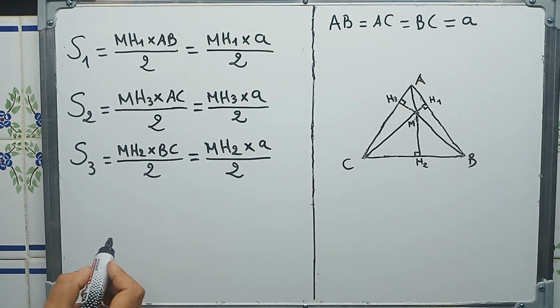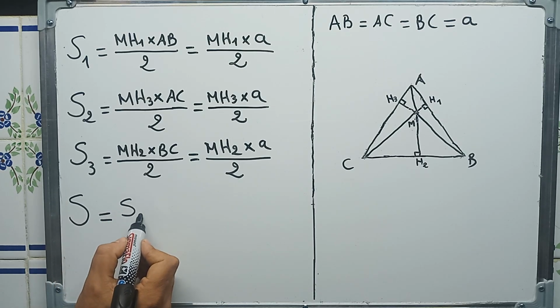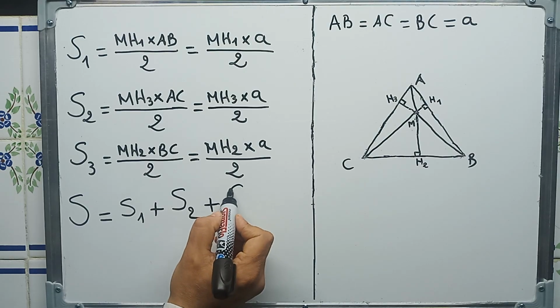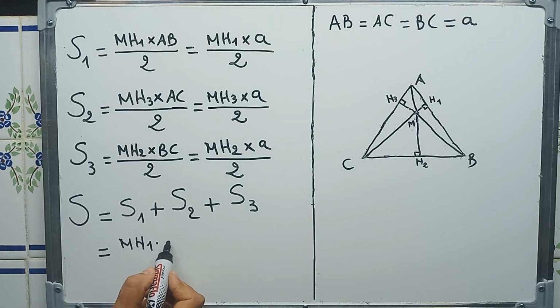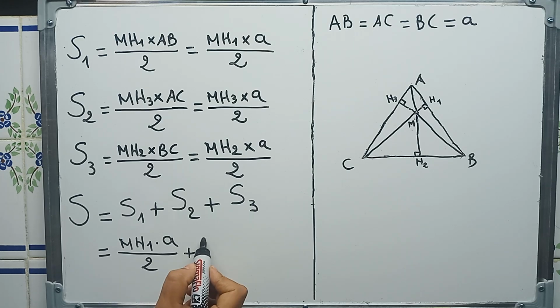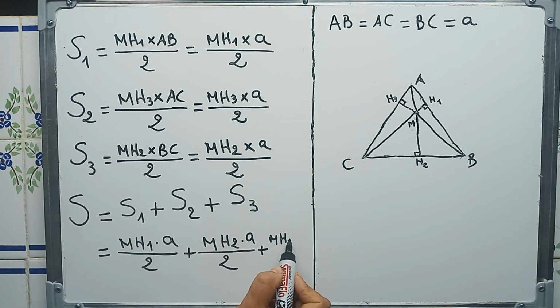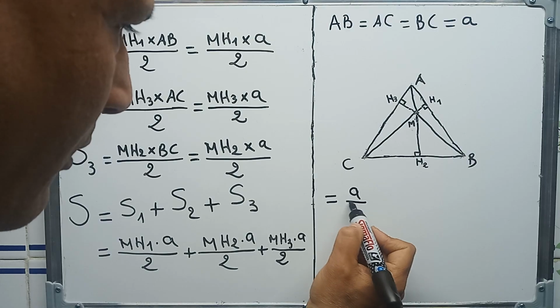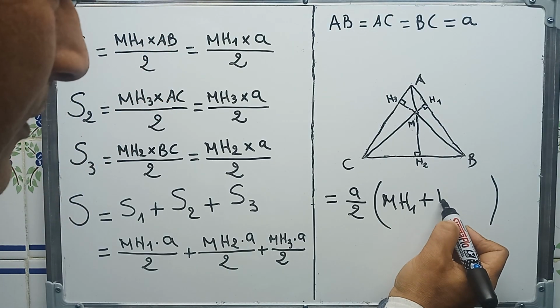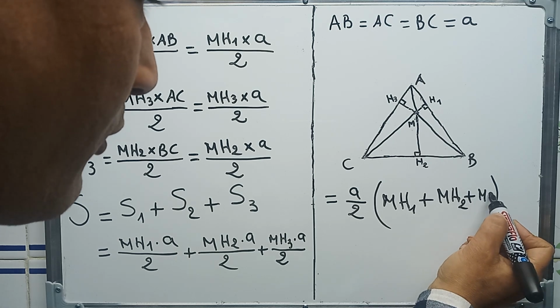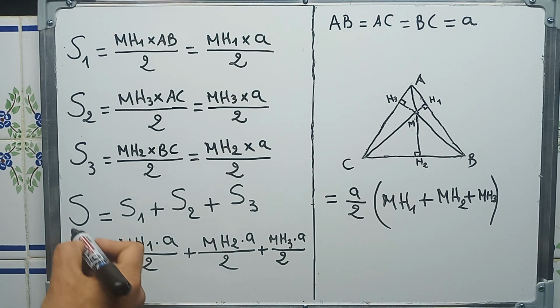Now the area of the triangle ABC, S, is of course S1 plus S2 plus S3, which is equal to, we replace S1, MH1 times A over 2 plus MH2 times A over 2 plus MH3 times A over 2, which is of course equal to, the common factor is A over 2, times MH1 plus MH2 plus MH3.